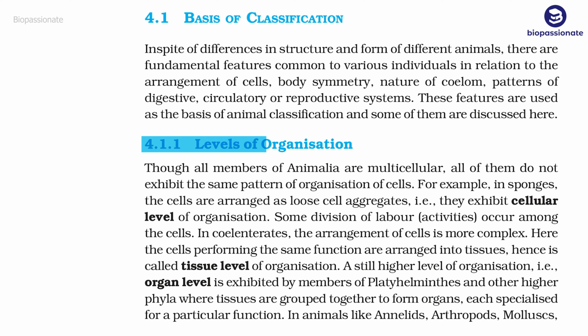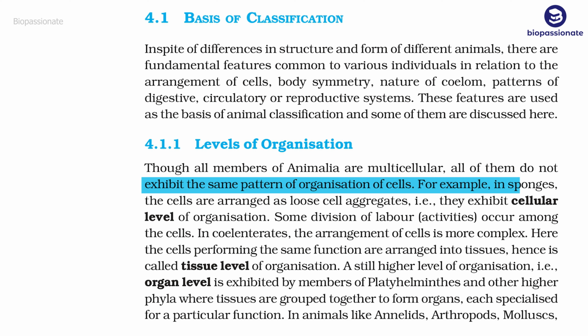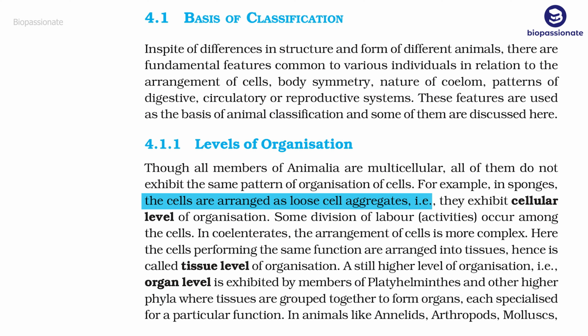4.1.1 Levels of organization. Though all members of Animalia are multicellular, all of them do not exhibit the same pattern of organization of cells. For example, in sponges, the cells are arranged as loose cell aggregates, that is, they exhibit cellular level of organization. Some division of labor, activities, occur among the cells.